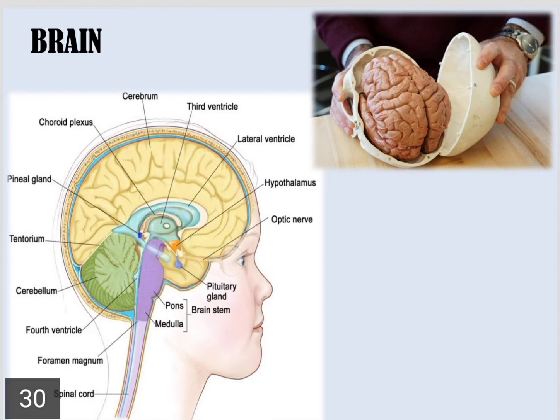So basically you have to understand that your brain is made up of three most important parts. The first one is called the cerebrum. If you see in this picture, it is the yellow part of the brain. The cerebrum occupies the maximum part of the brain, okay, and it is highly wrinkled and it has a lot of folds on it, okay. So that part is the cerebrum.